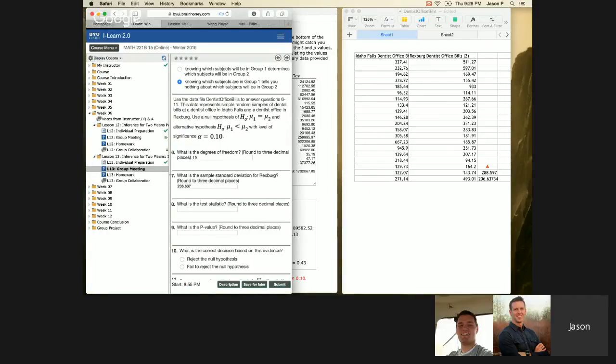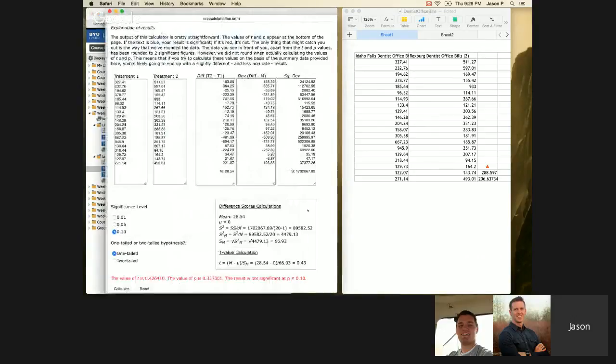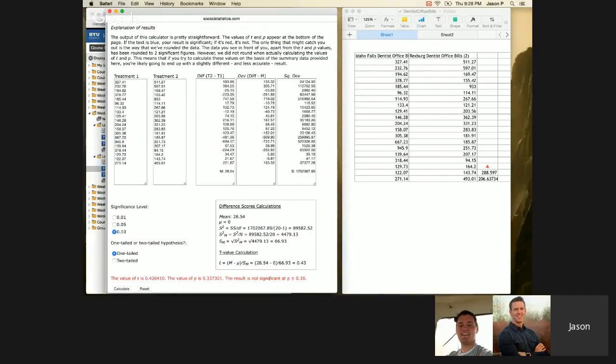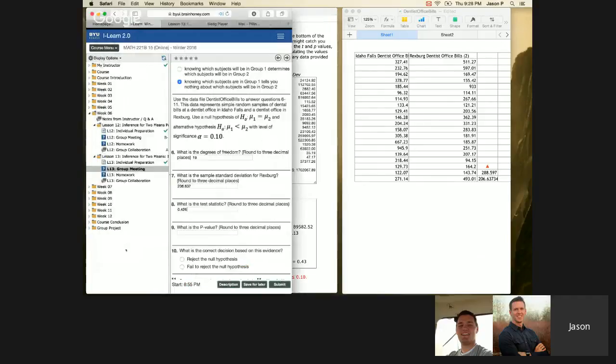Number 8 is going to be the 0.426. Is there anything after that? Yeah, 0.426. Awesome. Where is that on here? It's in the red down the bottom. And then p-value 0.337. Did we have to round up? No, it just says 0.337. Okay. Cool.